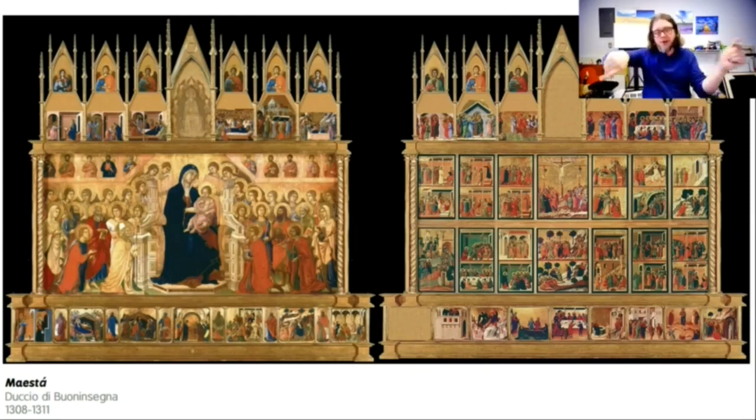parishioners would be on all sides of the altar, so it was painted front and back. Over here, where we see Mary enthroned on the left, that's the front of this. Over here, we have the back. Mary was the patron saint of Siena, since it was believed that she had helped them to defeat Florence in a battle that they had back in 1260.